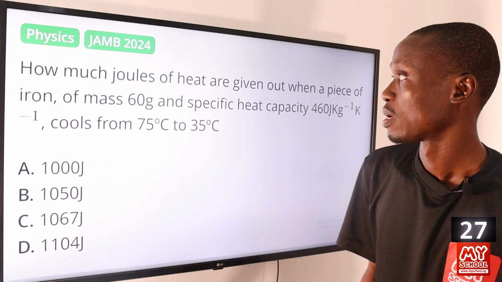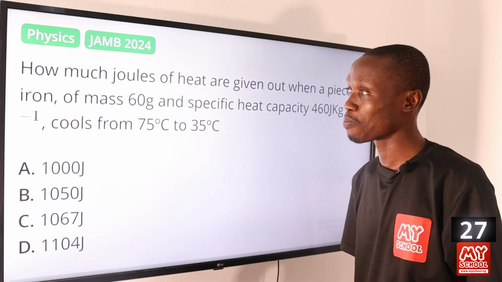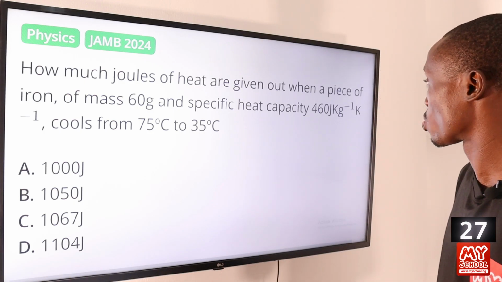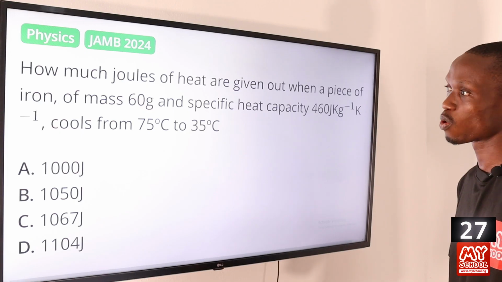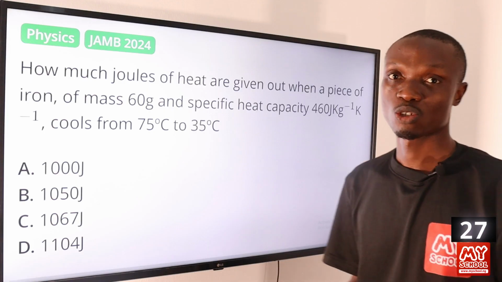Question 27. How much joules of heat are given out when a piece of iron of mass 60 gram and specific heat capacity 460 joules per kilogram per Kelvin cools from 75 degrees Celsius to 35 degrees Celsius? So let's move over to the board to provide answer to this question.